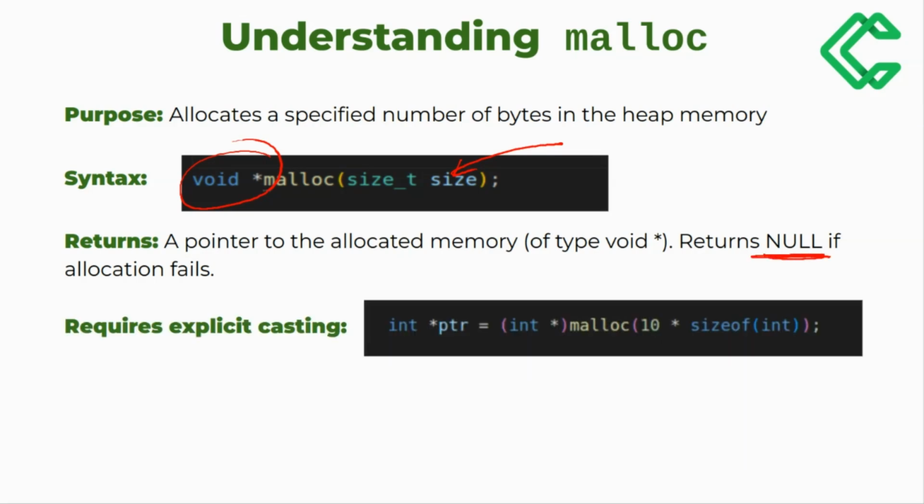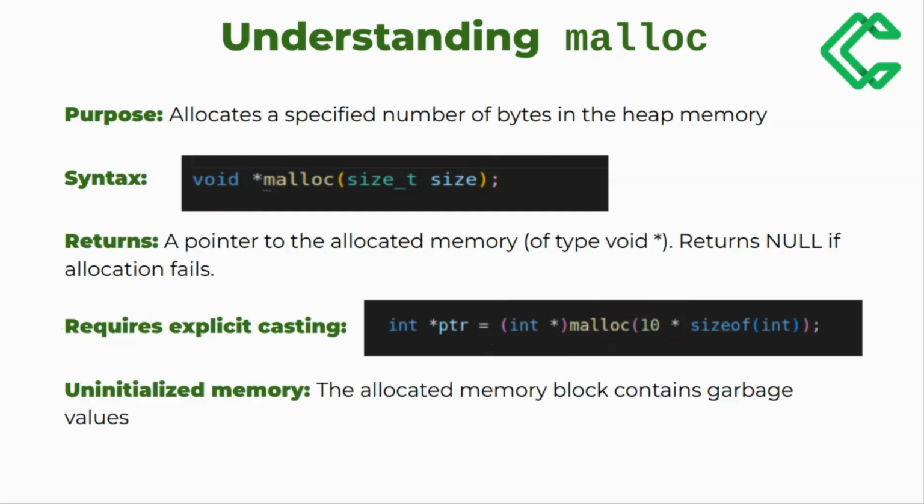Malloc requires explicit typecasting. For example, say we want to allocate memory for 10 integers. The malloc is going to return a void pointer for this allocation. And since we want memory for an integer pointer, we need to typecast it to an integer pointer. The allocated memory block contains garbage values.